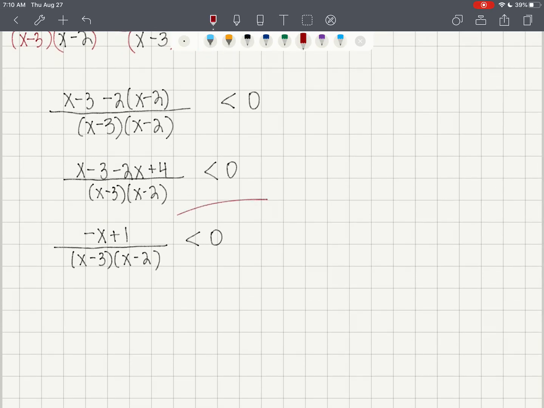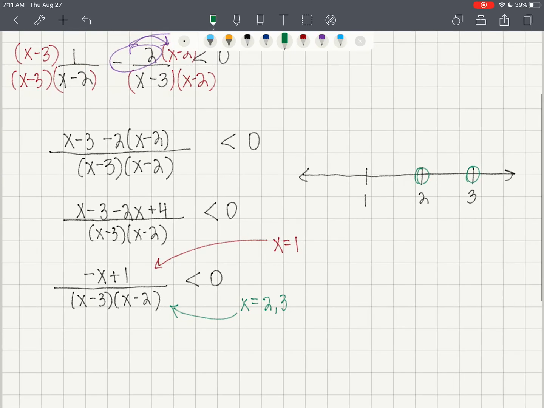My critical number from my numerator is x equals 1. If I put a 1 in, I get a 0. My restrictions from my denominator are x equals 2 and 3. So on a number line, I have 1, 2, and 3, where 2 and 3 are complete restrictions, so those are open circles. When I put a 1 in, I get 0 is less than 0, and that is not true, so that is also an open circle in this case.